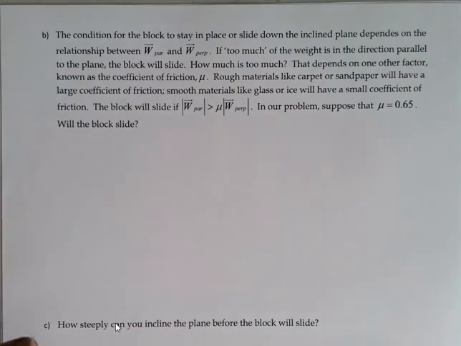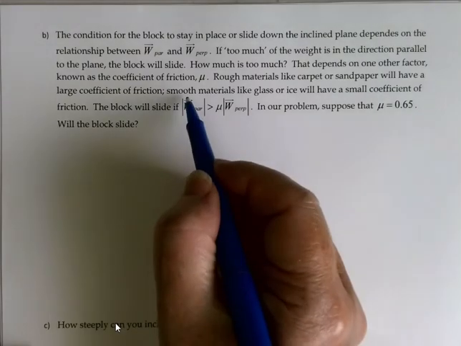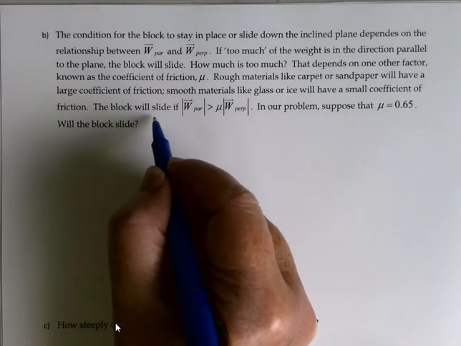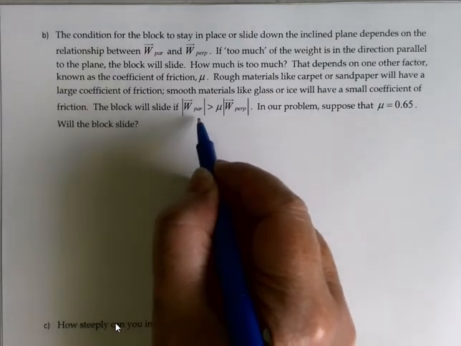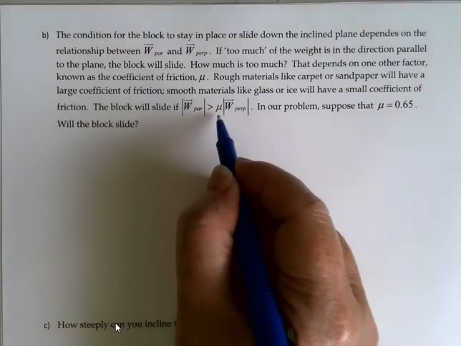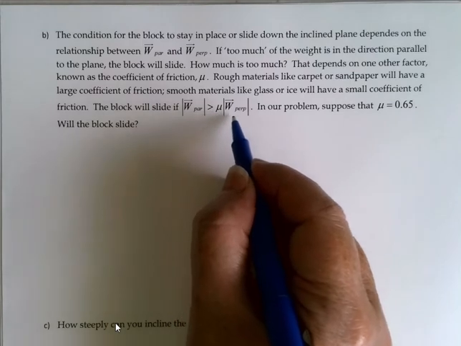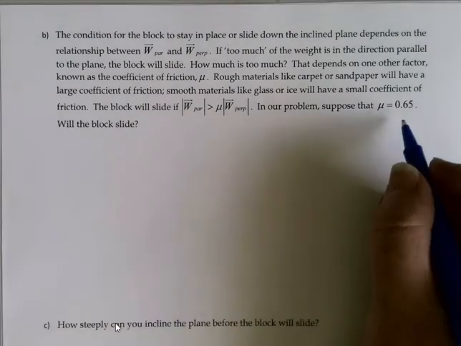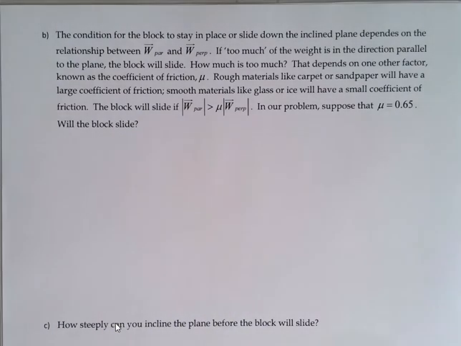Rough materials like carpet or sandpaper have a large coefficient of friction, right? Stuff's less likely to slide. Smooth materials like glass or ice will have a very small coefficient of friction. Things will slide easily. The condition is actually this: the block will slide if the magnitude of W parallel is greater than the coefficient of friction, mu, times the magnitude of W perpendicular. Suppose that in our problem, mu was 0.65.